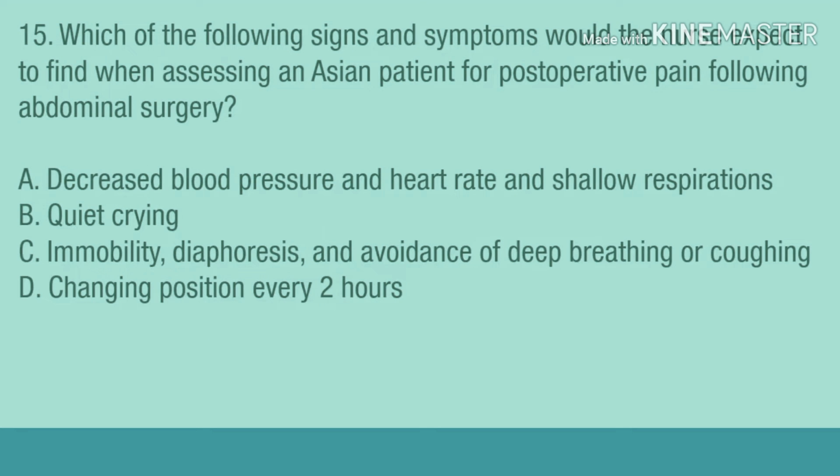Question 15. Which of the following signs and symptoms would the nurse expect to find when assessing an Asian patient for postoperative pain following abdominal surgery? A. Decreased blood pressure and heart rate and shallow respirations. B. Quiet crying. C. Immobility, diaphoresis, and avoidance of deep breathing or coughing. D. Changing position every 2 hours.